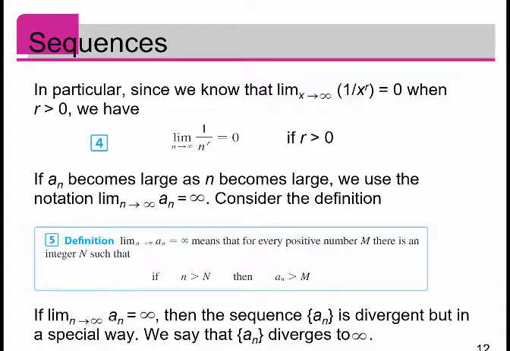So if the limit as n goes to infinity of a sub n is equal to infinity, then this sequence a sub n is divergent, but in a special way. And we say that a sub n diverges to infinity. That's how we define this.